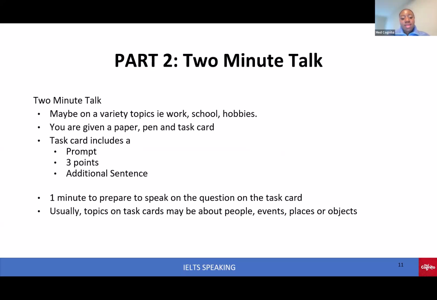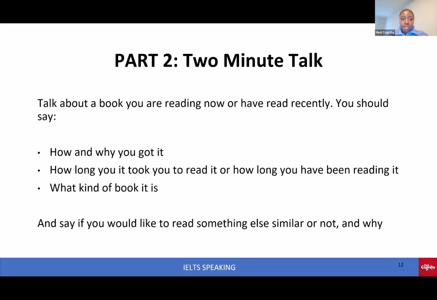And usually these task cards are about persons, events, places, or objects. You don't necessarily have to have strong opinions on these particular task cards, but it's important that you're able to develop the information that you answer through these task cards.